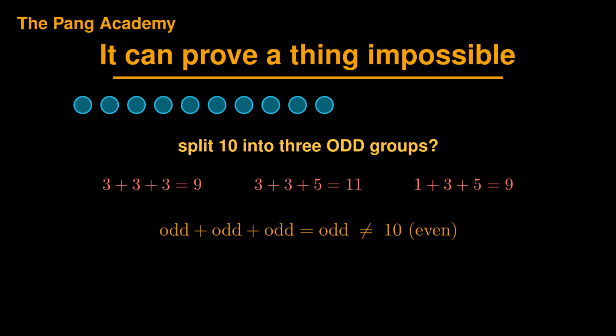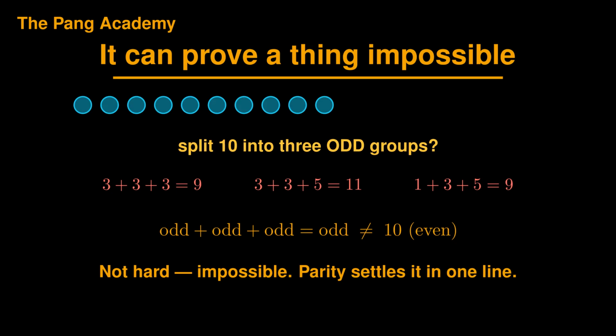Odd plus odd plus odd is odd. 2 of them cancel. And the third leaves it odd. So 3 odd groups always add to an odd number, and 10 is even. It's not that it's hard, it's impossible, and odd versus even shows that before you even try. Here's another.